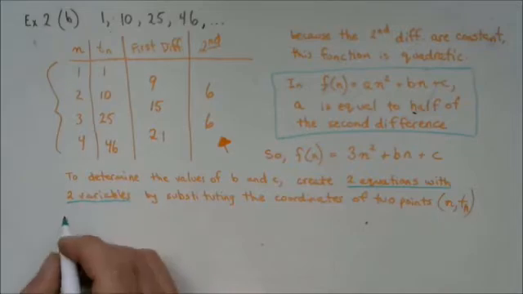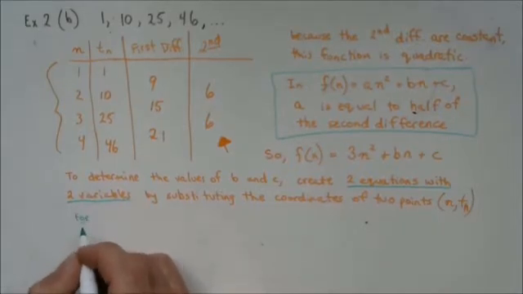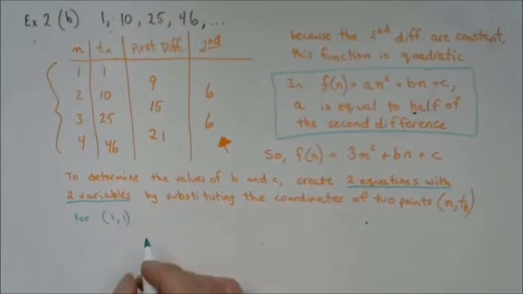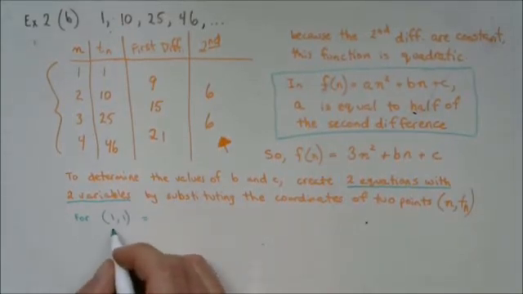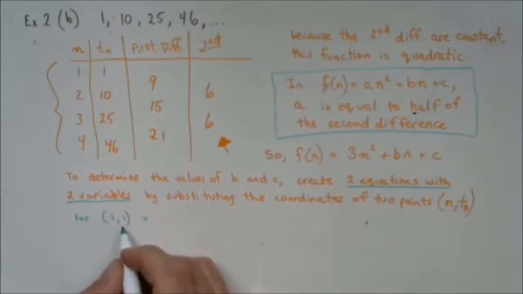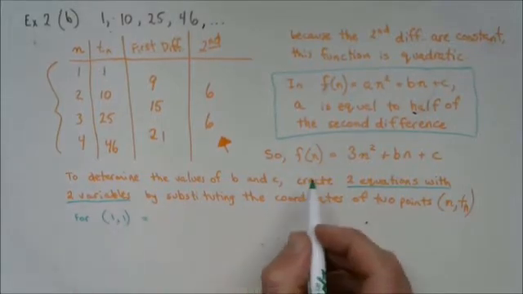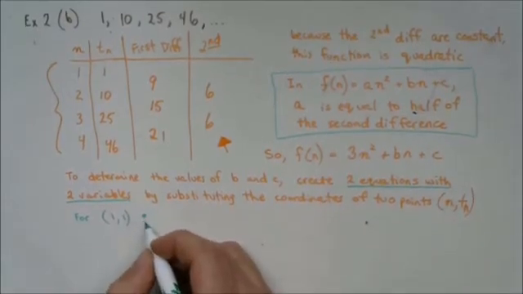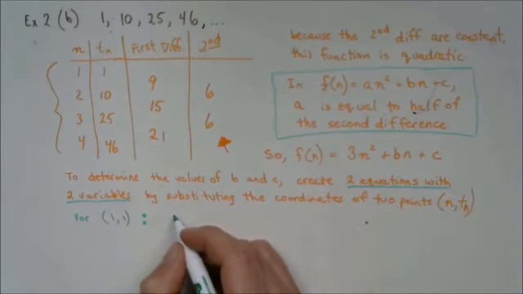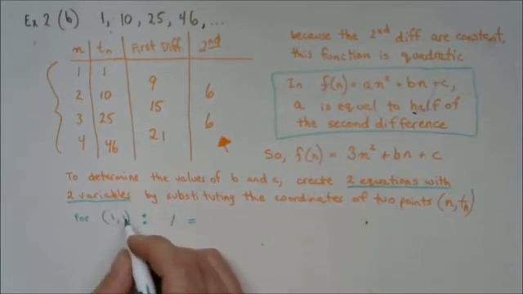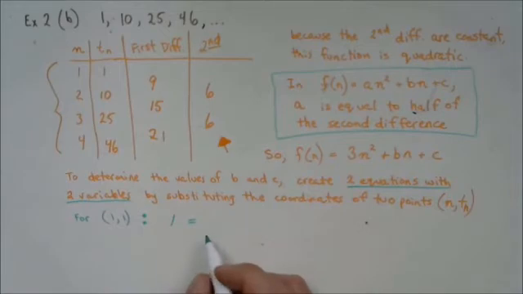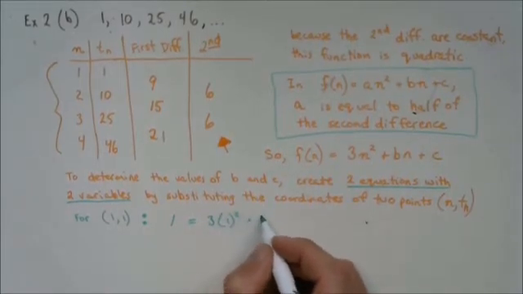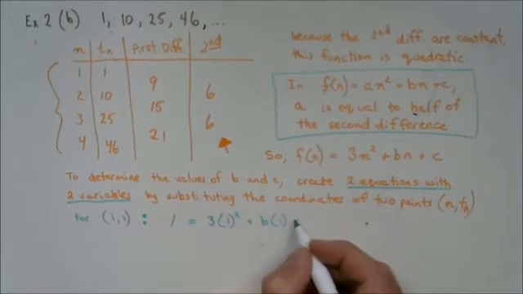Okay, so here we go. We're going to take two of our points. Let's take 1, 1. That tells us that when n is 1, t of n is 1. So we're taking this formula here, and we know that 1, which is our y value, if you want to think of it that way, is equal to 3 times the square of 1 plus b times 1 plus c.